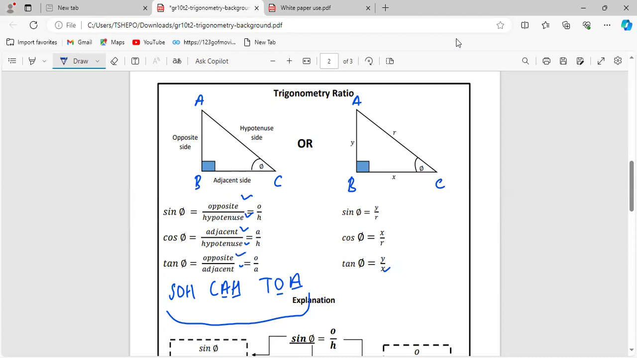So when you forget all of this, you can always refer to SOHCAHTOA. I don't think you can forget this term, because especially when you practice more often, you will become quite familiar with it. This is what we use to relate the trigonometric ratios with their sides.